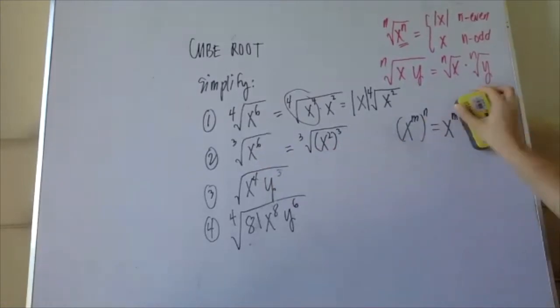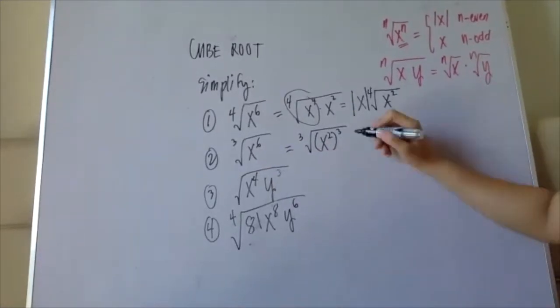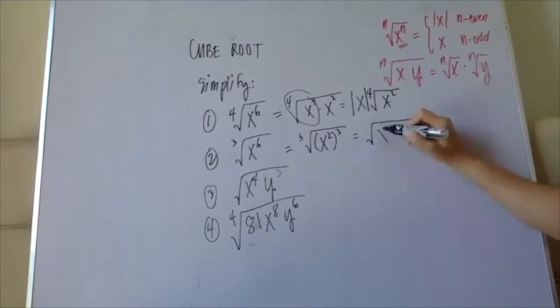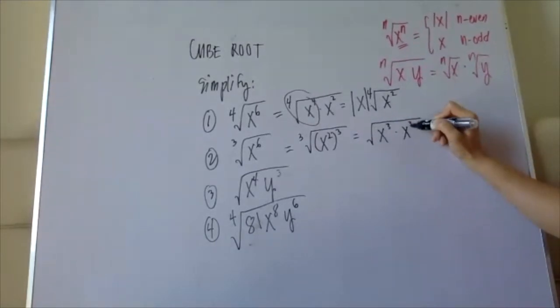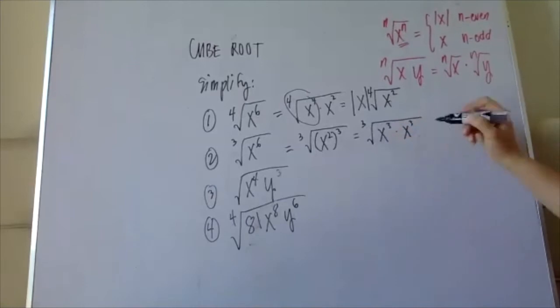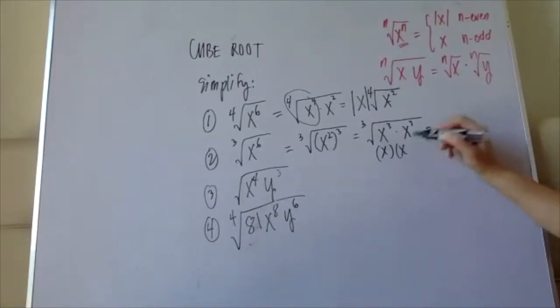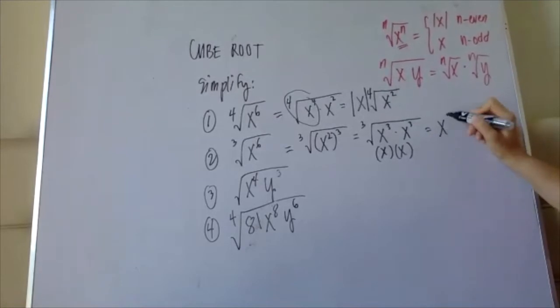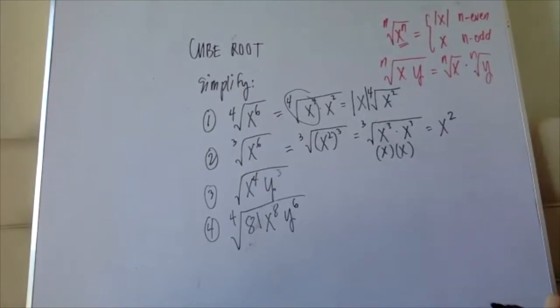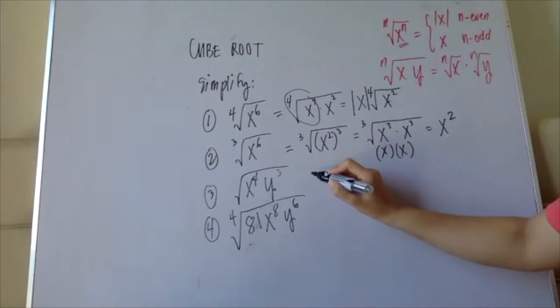Okay? Or kung hindi mo siya maisip that way, pwede rin naman ganito. X raised to 3 times x raised to 3. So, malalabas mo yung isang x, malalabas mo din yung isang x, you'll have x squared. Okay? How about here?